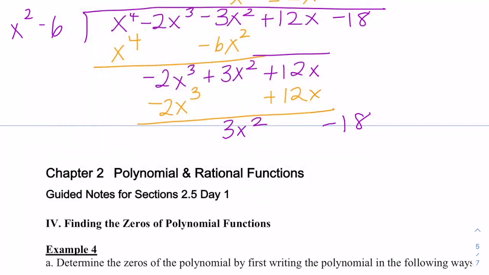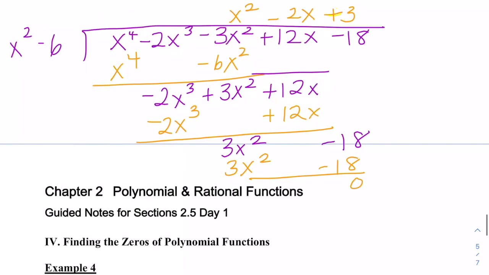So that's going to be plus 3, right? So that's going to be 3x squared minus 18, and we get a remainder of 0. Remember, we're supposed to have a remainder of 0 because this was a hint that went in there. Okay, so we have x squared minus 2x plus 3.